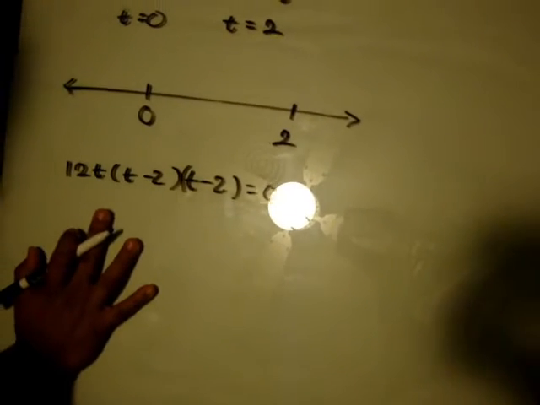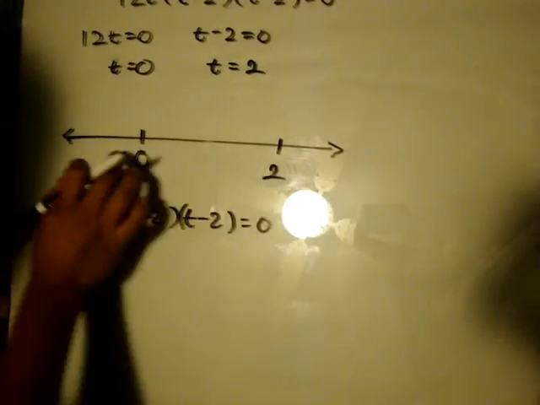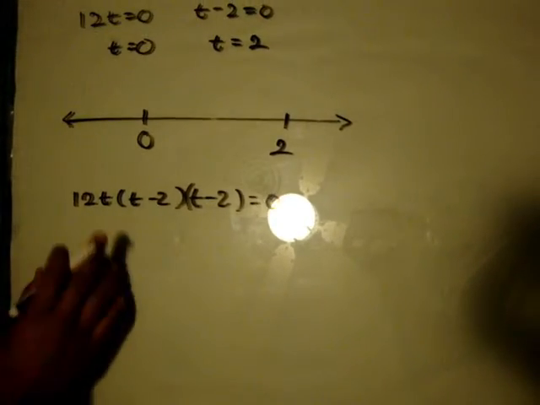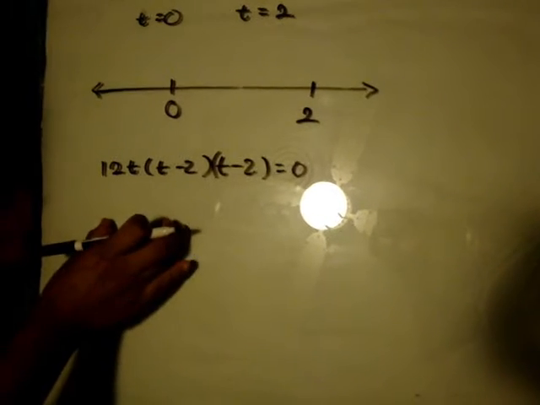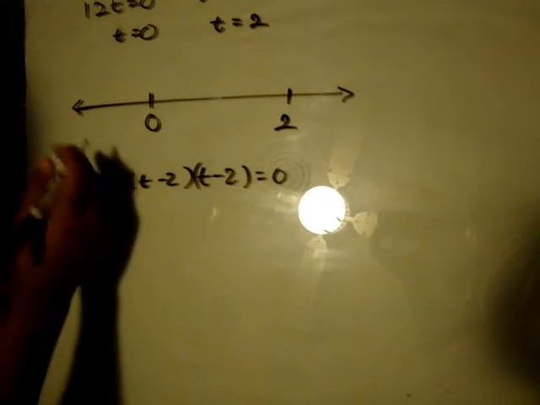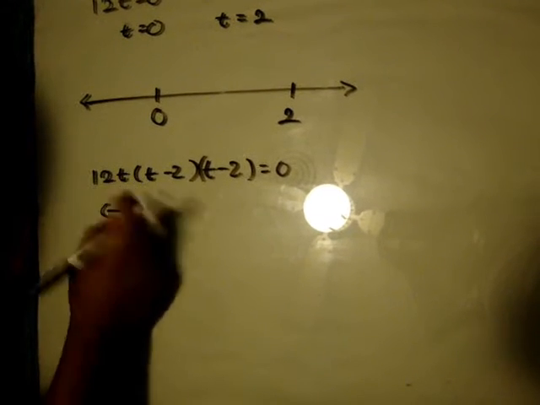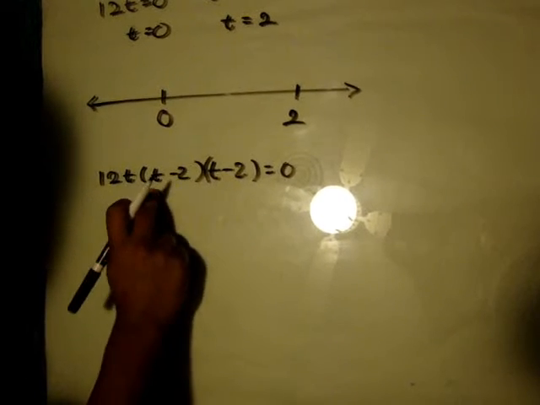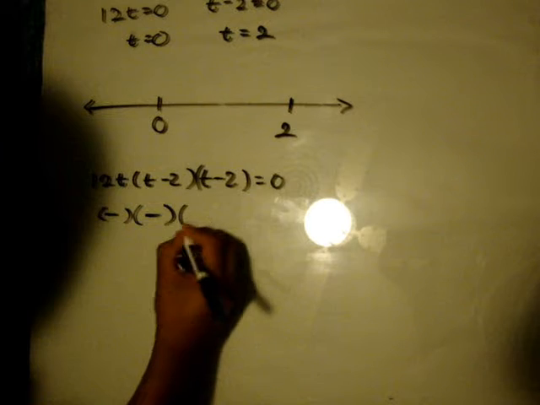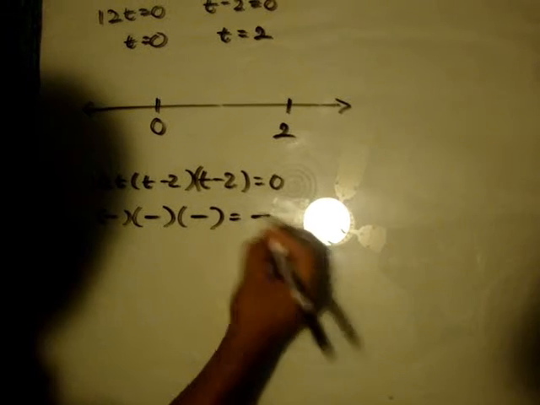Now we're going to plug in numbers on the number line between these zeros to find out what the sign is in each of these spaces. You don't need an exact answer, you just want to know the sign. For the left interval, we're going to plug in negative 1. So 12 times negative 1 is a negative number. t minus 2, so negative 1 minus 2 is negative 3, a negative number. Same thing here. So negative times negative times negative gives a negative.